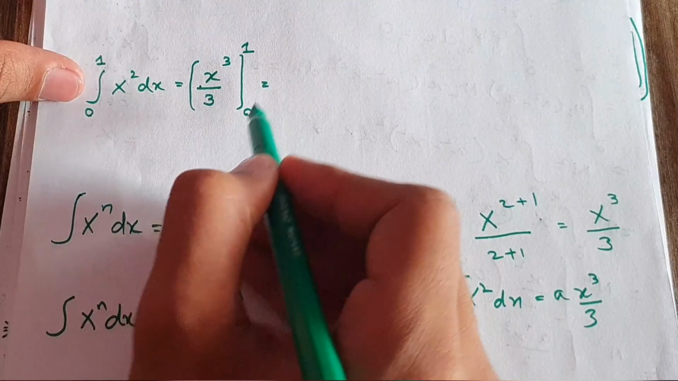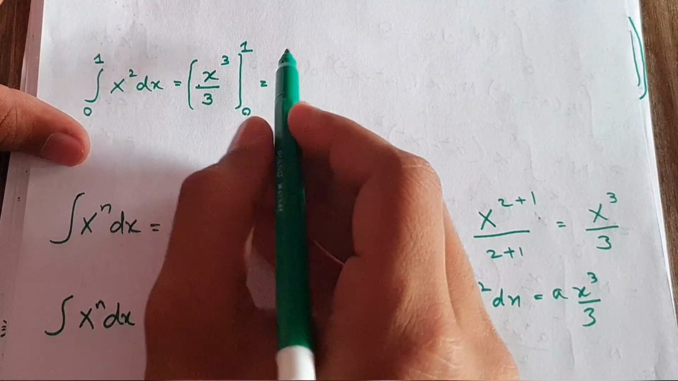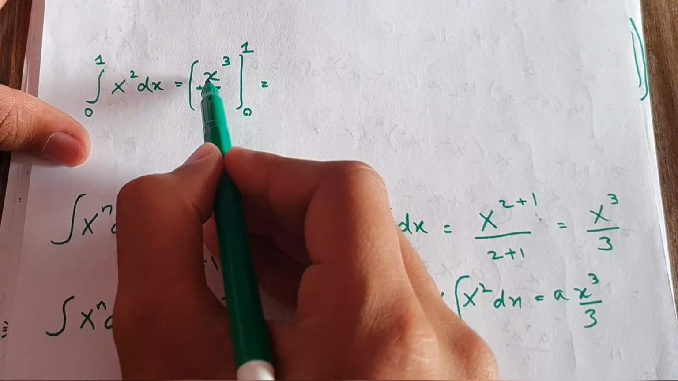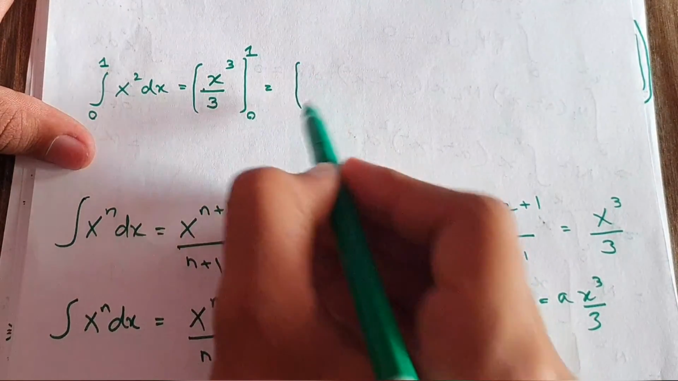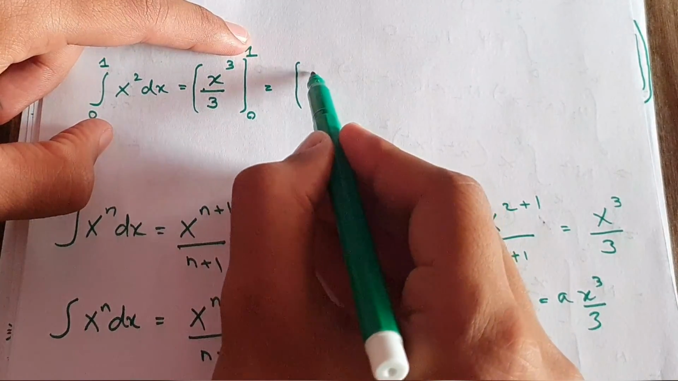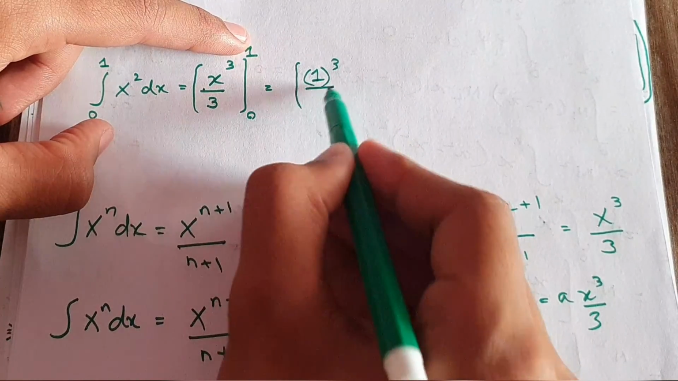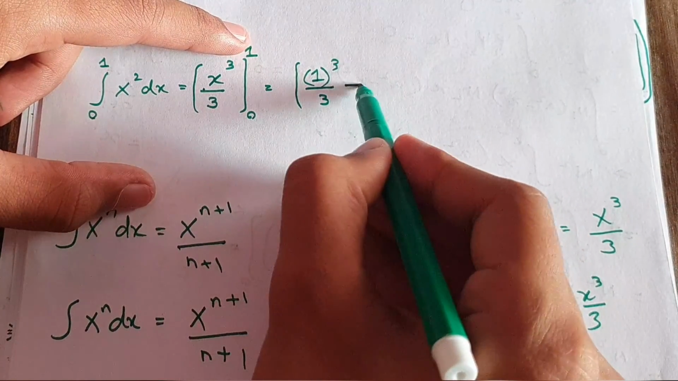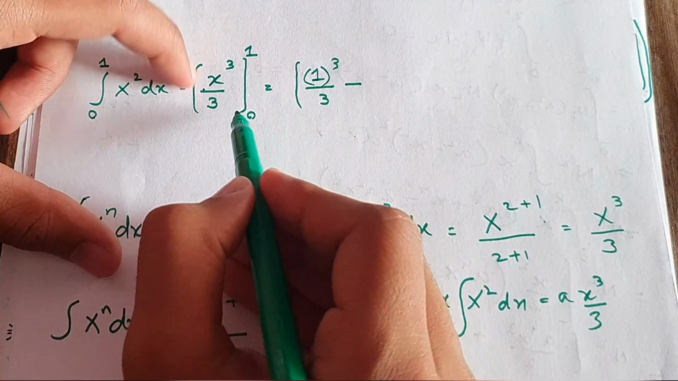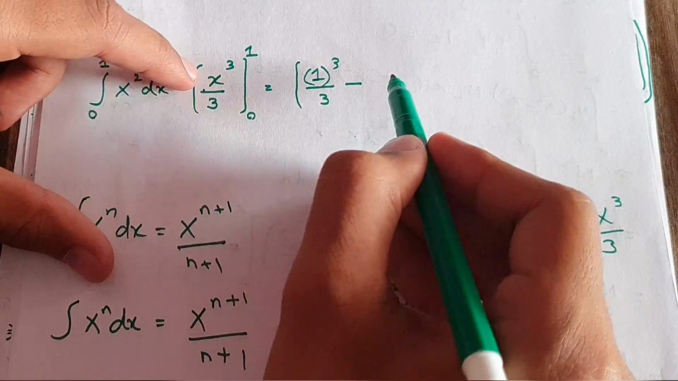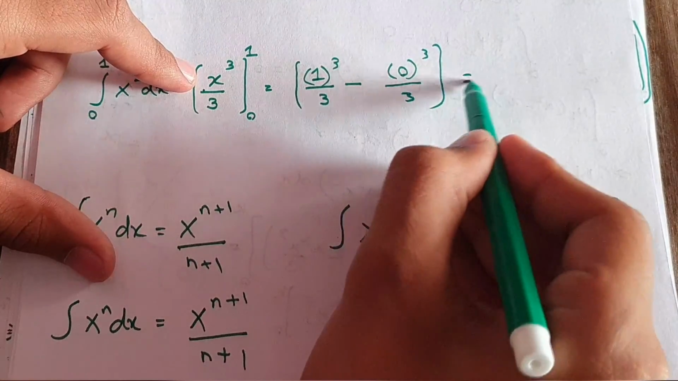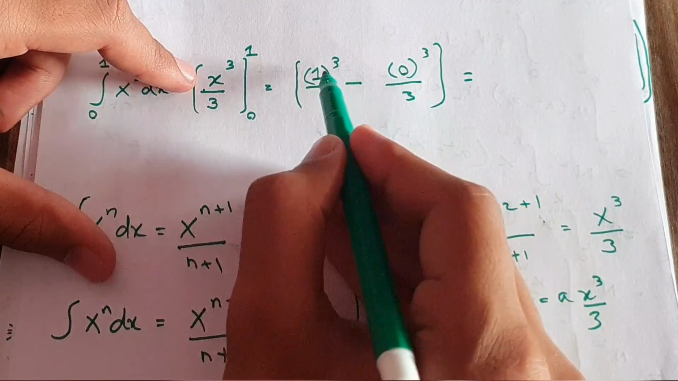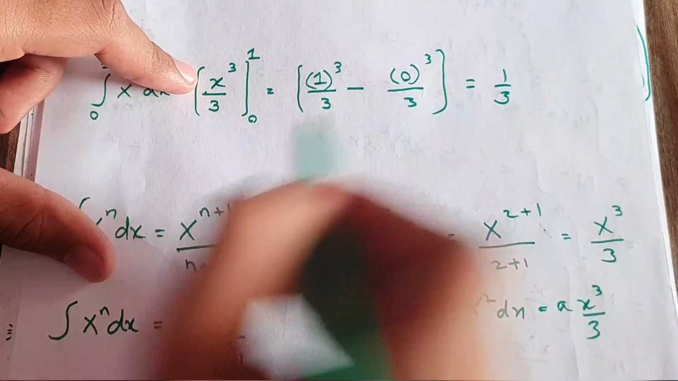Now I will apply the upper limit. I have to plug in the value of 1 in place of x. First of all, I use the upper limit, and it becomes 1 cubed divided by 3. Next, I will write a minus, and then I will write 0 in place of x: 0 cubed divided by 3. Since this part of the equation becomes equal to 0, my answer becomes equal to 1 by 3.